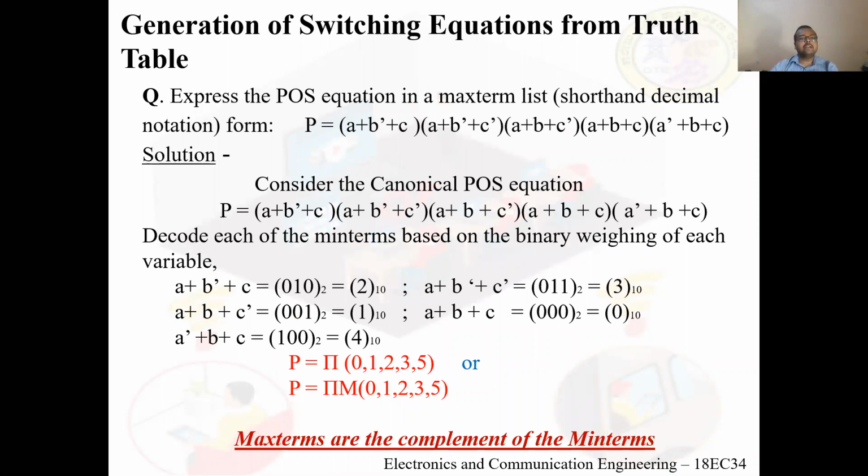One more example we'll see. Express the POS equation in a max term list in a shorthand decimal notation form. And what is the equation which is given here?